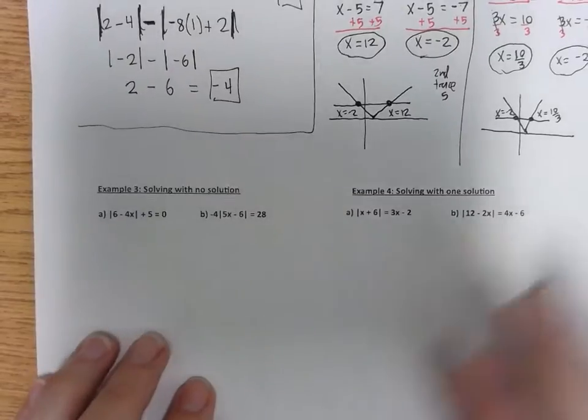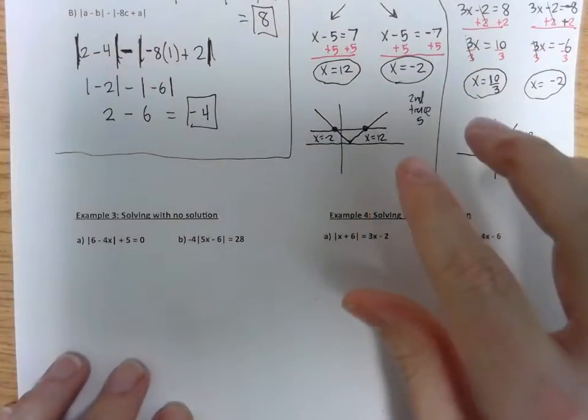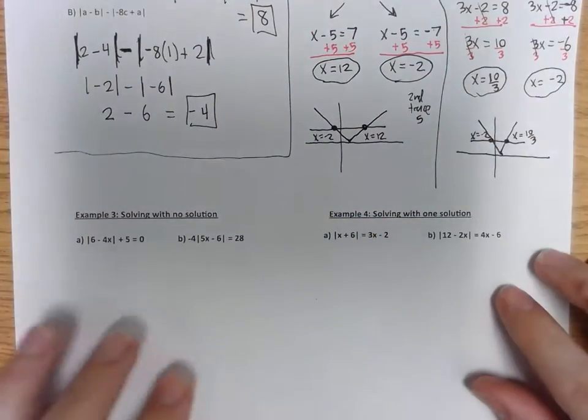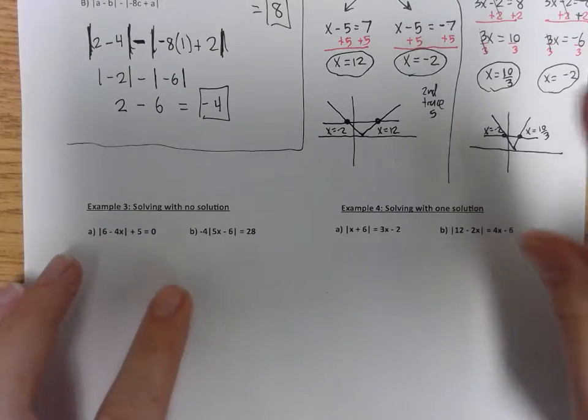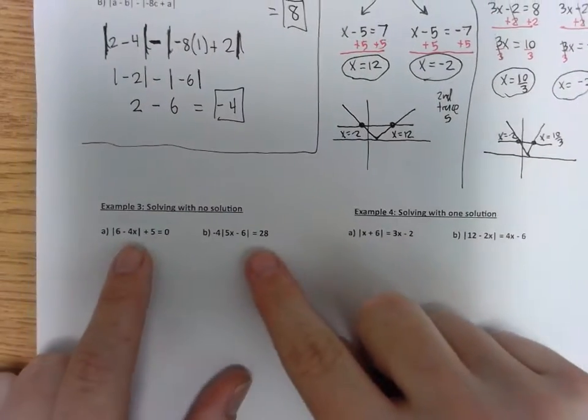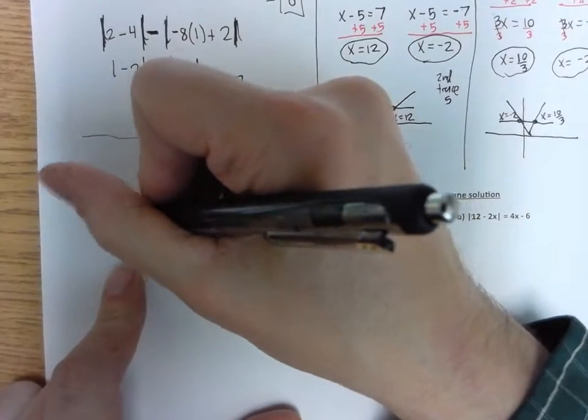To continue absolute value equations, sometimes the equations might not have a solution, or they might only have one solution. So an absolute value graph is not guaranteed to have two solutions. And here are a couple of examples where there is no solution.